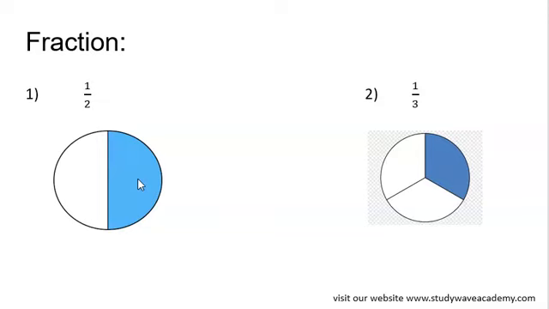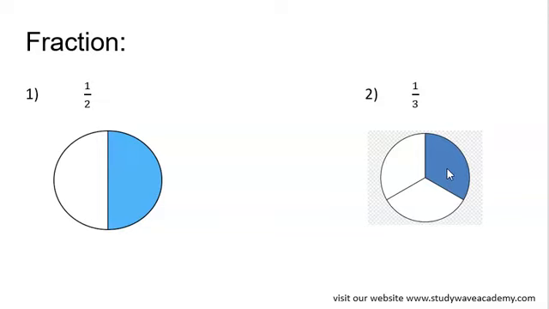Okay, now we are going to be moving on to the next one. Here we have a circle and it's divided into how many parts? Let's count. 1, 2, 3. The circle is divided into 3 parts. And how many parts is shaded? One part is shaded. So how do we write our fraction?